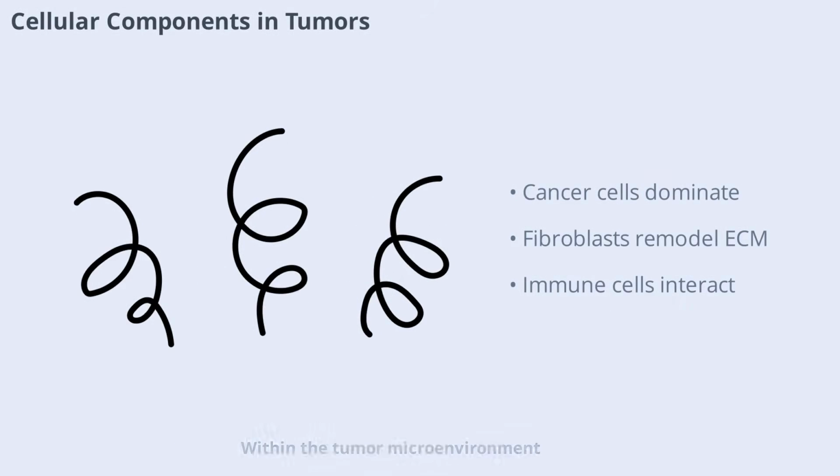Within the tumor microenvironment, a variety of cells interact with each other and with the ECM. These include not only cancer cells but also fibroblasts, immune cells, endothelial cells, and more. Each cell type has a specific function, from supporting tumor growth to attempting to fight it. The balance and communication between these cells can determine how aggressive a tumor becomes. For example, cancer-associated fibroblasts can remodel the ECM, while immune cells might be suppressed by signals from the tumor. This cellular diversity makes the tumor microenvironment a highly dynamic and challenging space.